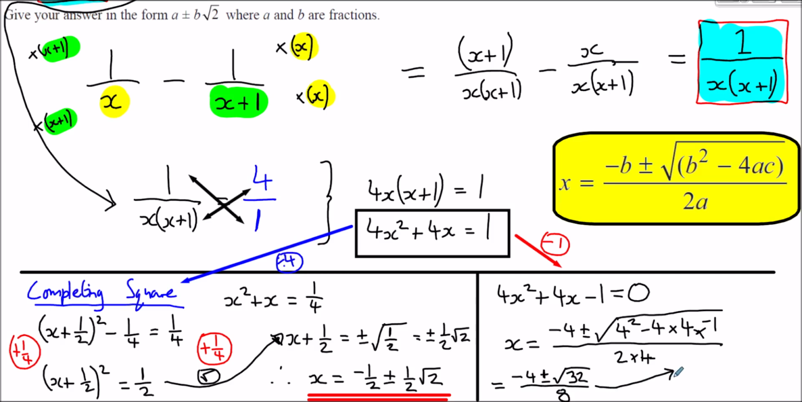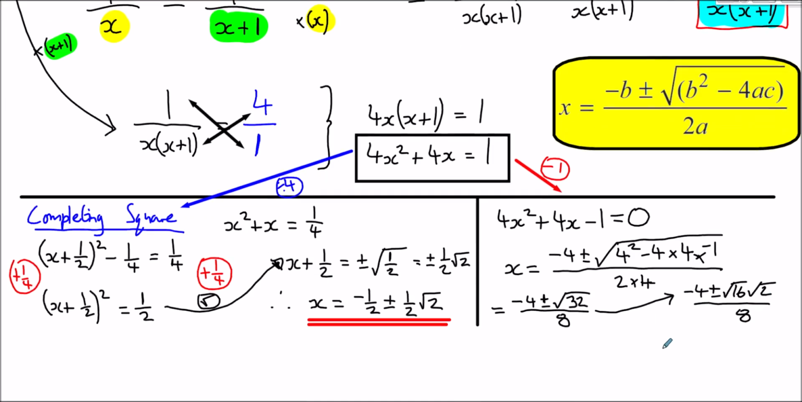Need a bit more space. Well, the square root of 32 is the same as root 16 root 2. So if I just call this now root 16 root 2 all over 8, a bit more space needed. Also, we've got minus 4 plus or minus 4 root 2 all divided by 8.